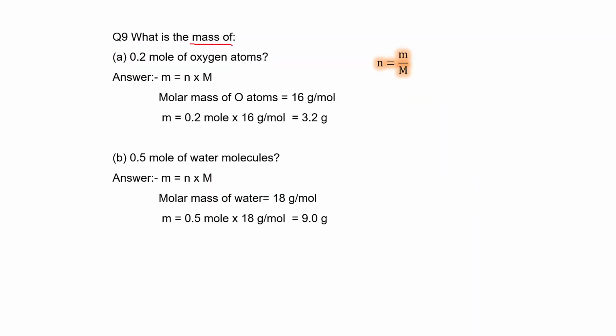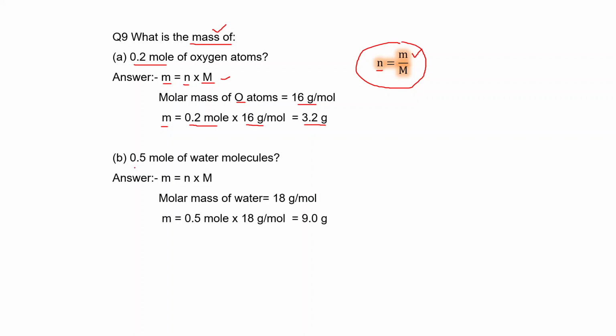What is the mass of 0.2 mole of oxygen atoms? Again, you have to find out the mass, and mole is given. This is our basic formula, and from this we have to find out small m, and this n is given. m is equal to n into M, where M is the molar mass of oxygen atom, that is 16 gram per mole. Put the value, m is equal to 0.2 mole into 16 gram per mole. This will be equal to 3.2 gram.